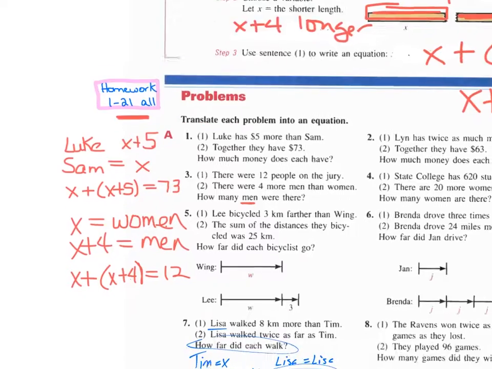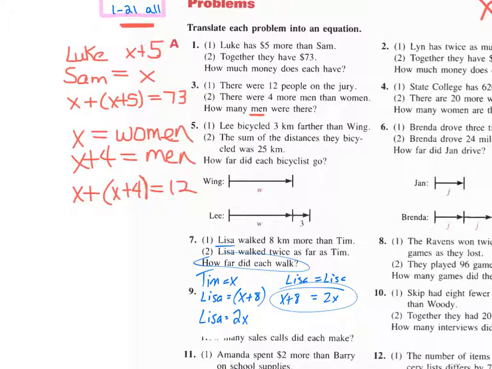Let's try number 5. Okay, it says Lee bicycled 3 kilometers farther than Wing. The sum of the distances is going to be 25 kilometers. How far did each bicyclist go? So they're already showing us a nice little picture here. They're telling us Wing is W, and then Lee is going to be Wing's distance plus 3.